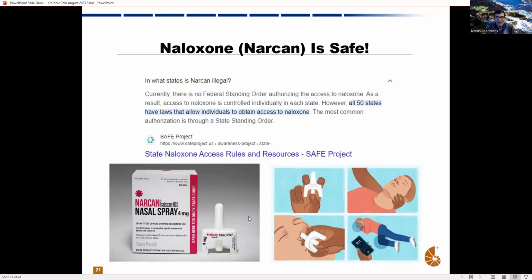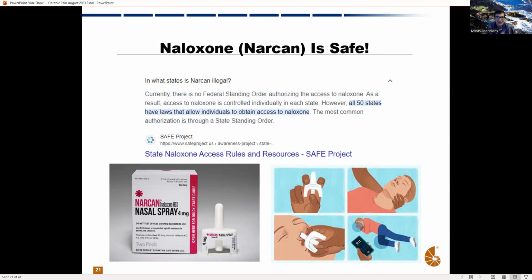And naloxone is completely safe. There's no risk to administering it, using it, or having it. So there's no federal standing order authorizing access to the use of naloxone, but there are in every state standing orders to allow any individual to obtain naloxone from a pharmacy. And it looks exactly like what I have pictured at the bottom.